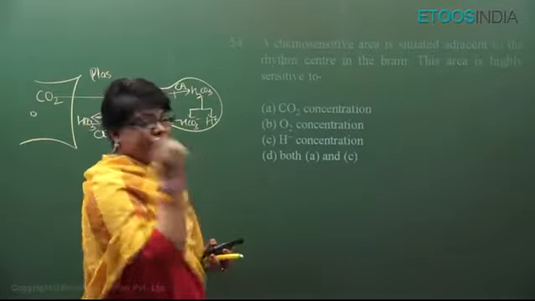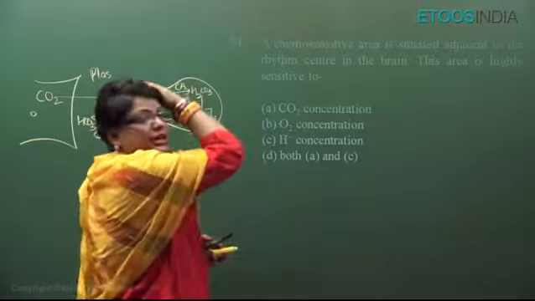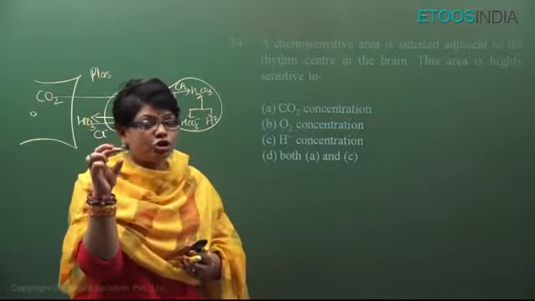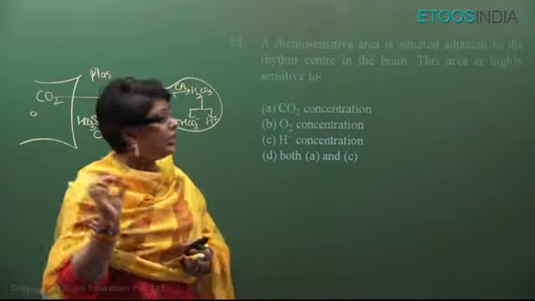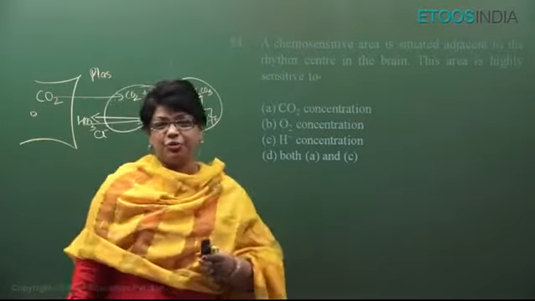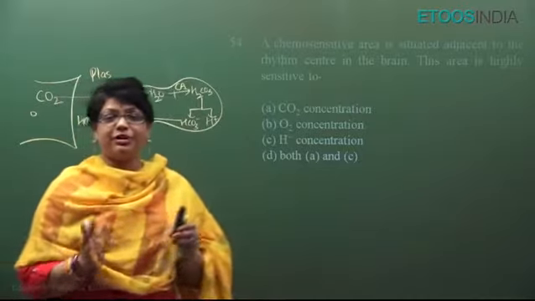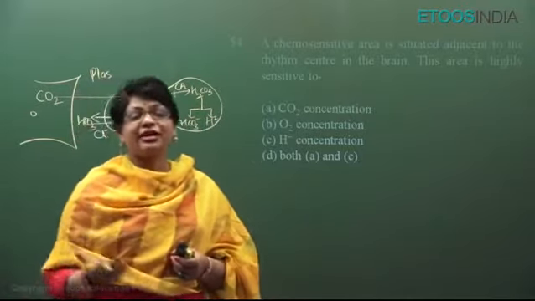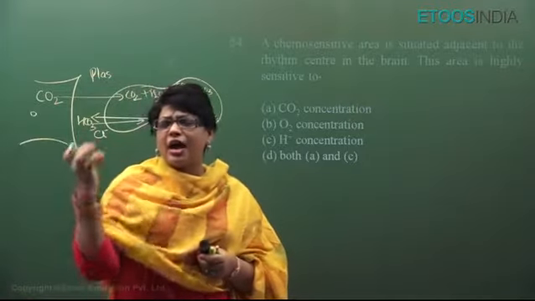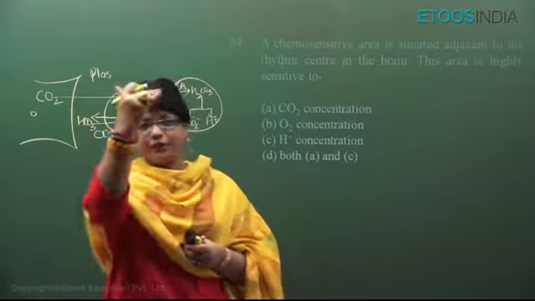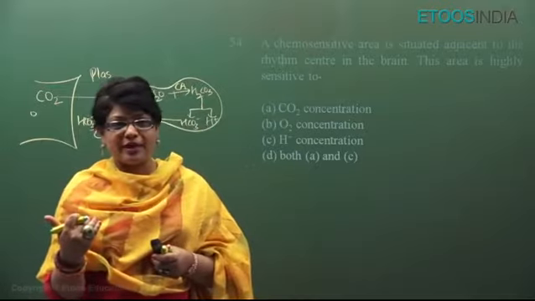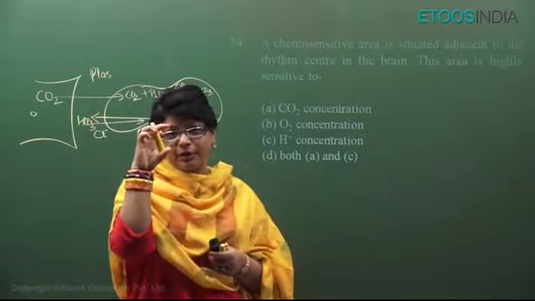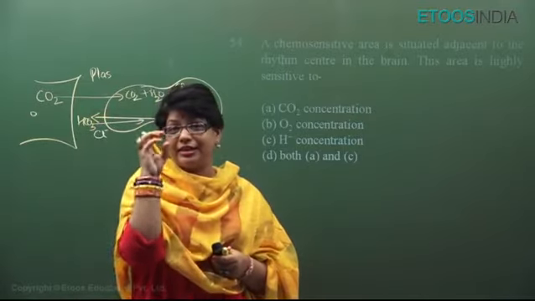Now, a chemosensitive area is situated adjacent to the rhythm center in the brain. The rhythm center is in the medulla, the respiratory rhythm center. But close to it, there is a chemosensitive area. This is highly sensitive too. We know, students, that chemoreceptors are sensitive to increased PCO2 and increased H ion concentration. Wherever the arterial blood is coming, that will be filtered into cerebrospinal fluid. That will reach the medulla through the fourth ventricle, you remember, that is present in the medulla, that contains CSF.